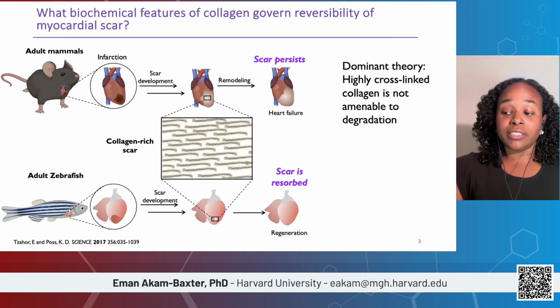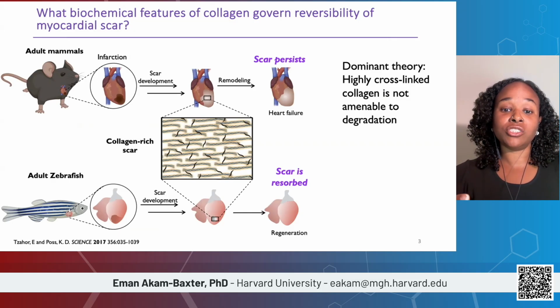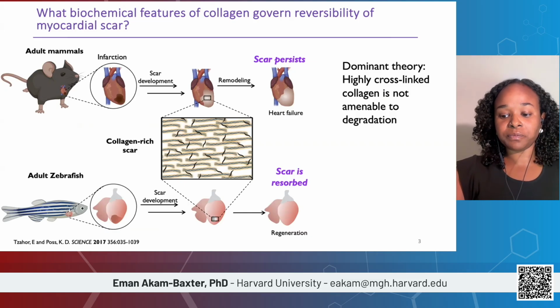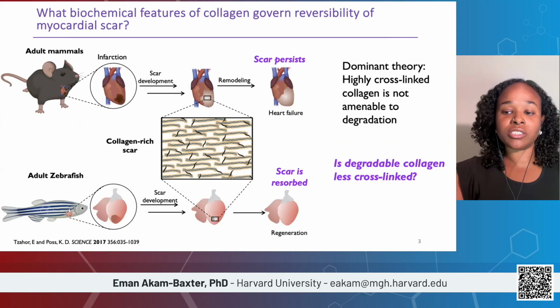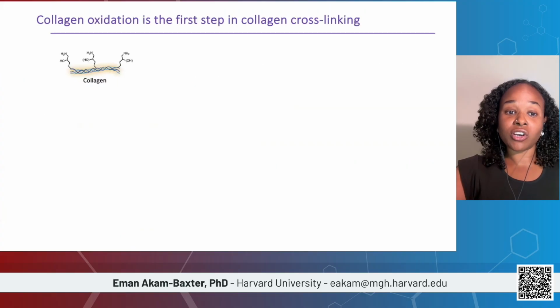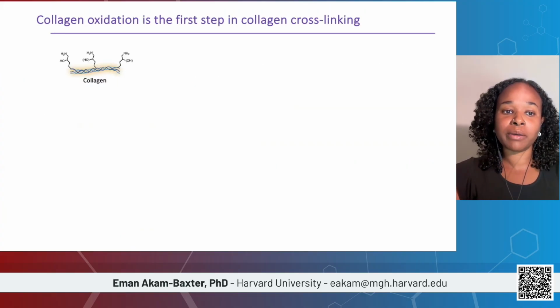And the dominant theory in the literature had been that the degree of collagen cross-linking is what dictates whether or not scar is reversible. And those collagen cross-links are the bonds between the collagen molecules in scar tissue that give it stability. So we set out to answer this question: is degradable collagen less cross-linked? And to do this, we looked at the biochemistry of collagen. We know quite a lot about it.